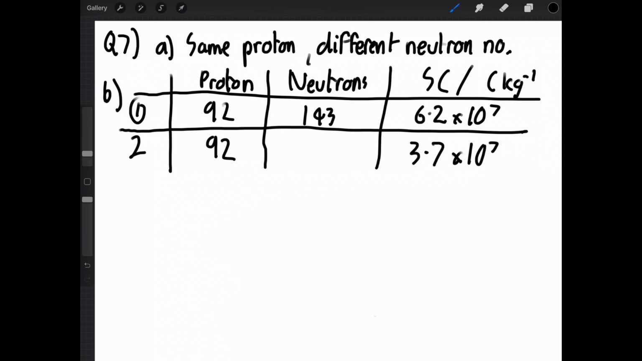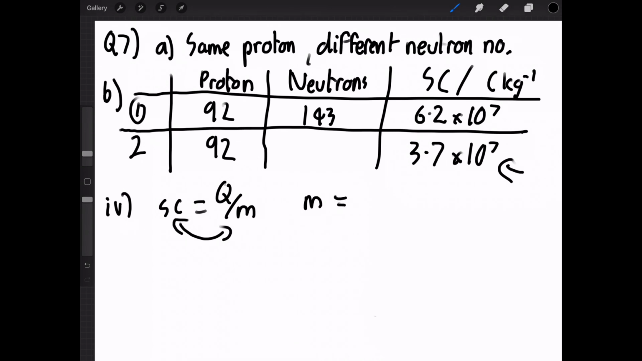The next one, calculate the number of neutrons in the second isotope and put this number in the table. So we're kind of working backwards now. We've got the specific charge of the second isotope over here. We know the proton numbers, so let's write the number in here. Using the equation, specific charge is Q over M. Really, what I want to do is working out M, the mass of this nucleus. So I can rearrange that. Remember, we can just swap these two things about. So M is Q over specific charge.